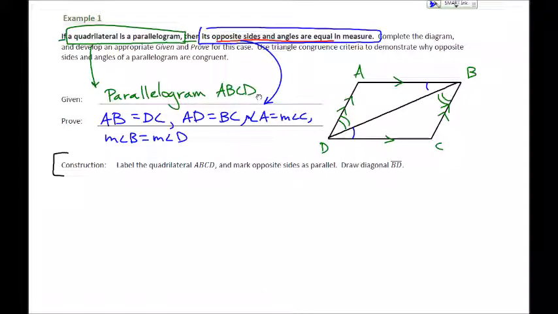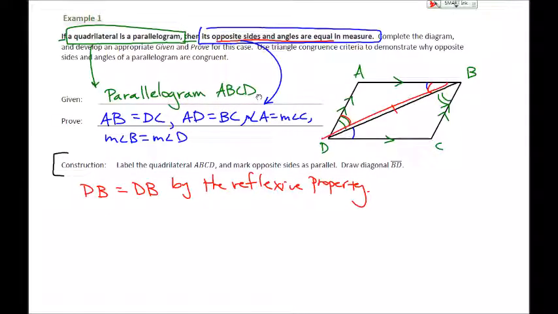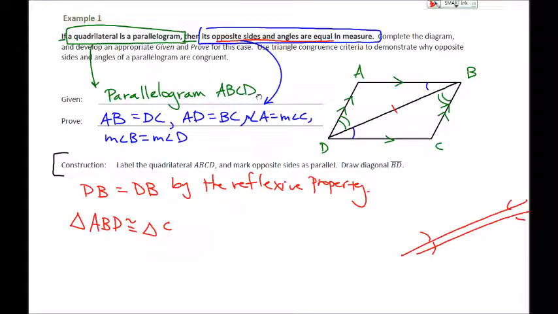And now I look at the diagram and say, what is in the diagram that I can use? And I'm assuming that by now most of you are really good at noticing the reflexive property. That DB is in both triangles and it's congruent to itself. So the measure of DB is equal to the measure of DB by the reflexive property. Now, hopefully you notice we have angle, side, angle, and angle, side, angle. And so these triangles are congruent by angle, side, angle. A corresponds with C, B corresponds with D, and D corresponds with B.